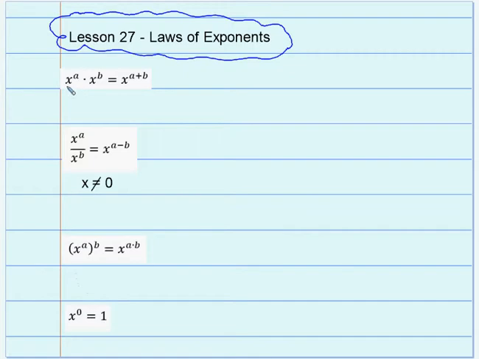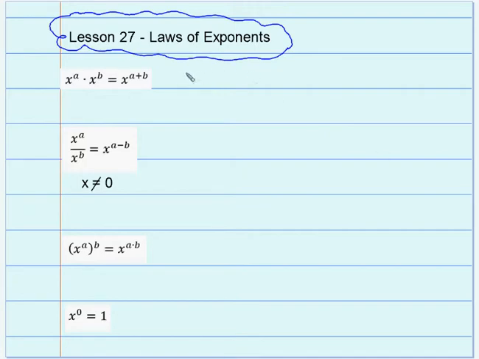The first one, x to the a power times x to the b power equals x to the a plus b power. Okay, and that might be confusing for you because it's x's and a's and b's, but this statement here just says that if you have the same bases you are multiplying, you add the exponents. So let's see this in practice with real numbers.